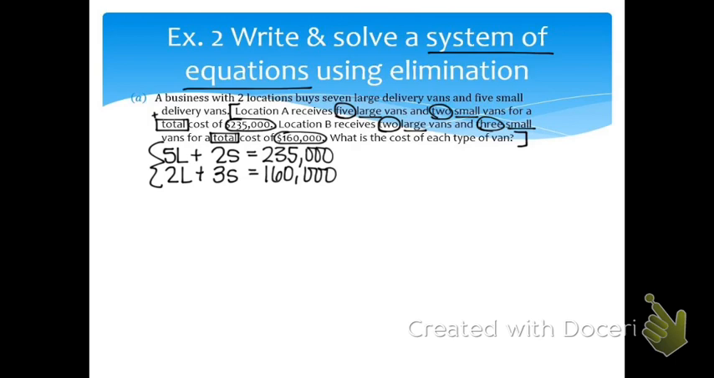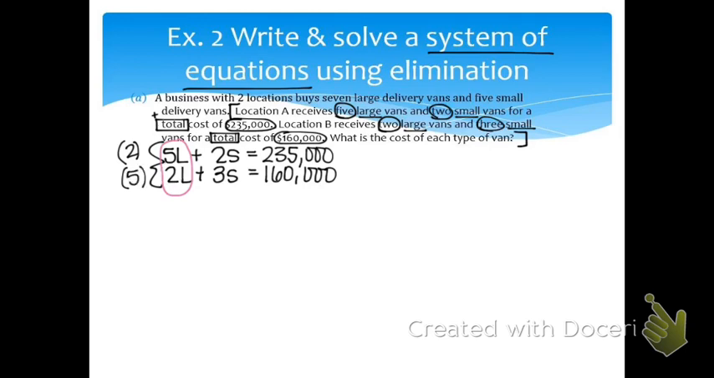All right, so let's look at the L. We have a coefficient of 5 and a coefficient of 2. What is the common multiple of 5 and 2? 10. So the first equation is going to be multiplied by what? 2. Good, because 5 times 2 will give me the 10 that I need. And 2 times what gives me 10? 2 times 5 will give me 10.